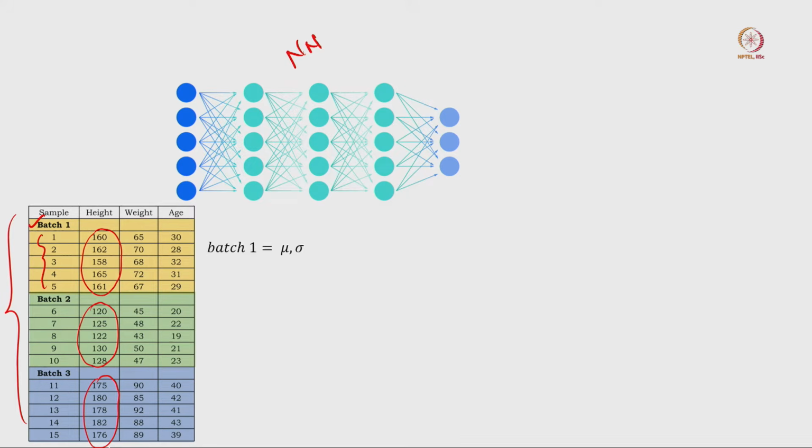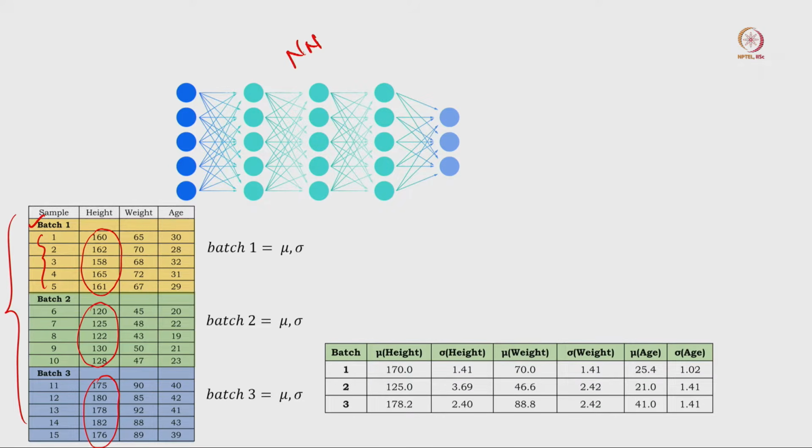There is a mean for mini batch 1, there is a mean and a standard deviation for batch 2, and there is a mean and a standard deviation for batch 3. If you consider the height for the first batch, the mean of the height is this much, and the standard deviation of the height is this. In a similar way, we have the mean and the standard deviation of the second batch.